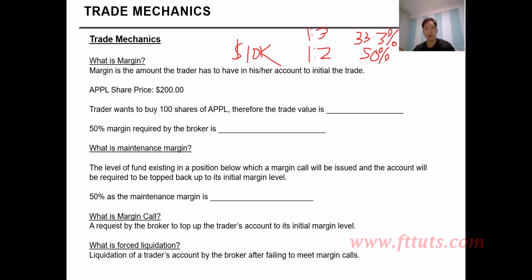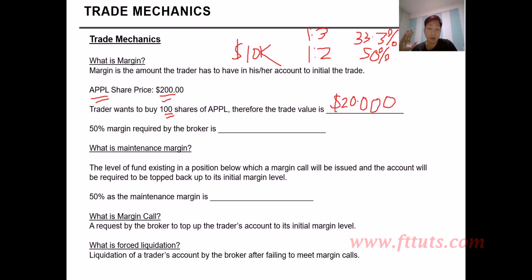In any trade that you do, there's going to be a certain amount that is tied up in your account. I'm going to give you an example for Apple, AAPL. Let's say the Apple share price is at $200, and today you as a trader want to buy 100 shares of Apple. If you buy 100 shares at $200, what's the value of this trade? The value of this trade is $200 times 100 shares, which gives you $20,000.